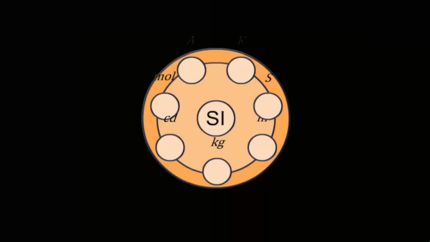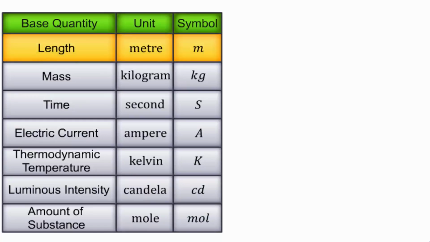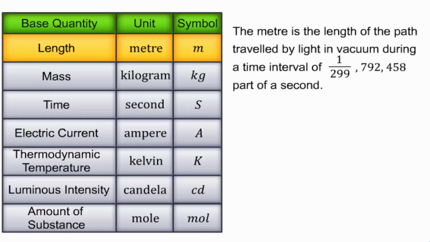In SI, there are 7 base units for the 7 physical quantities taken as fundamental quantities. Following are the quantities and their corresponding units. Length is measured in meters, denoted by the small letter m. Meter is the length of the path travelled by light in a vacuum during a time interval of approximately 300 millionth of a second.